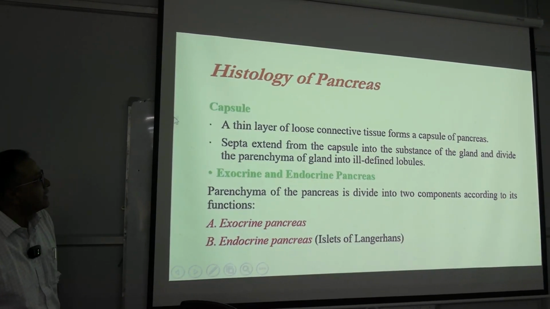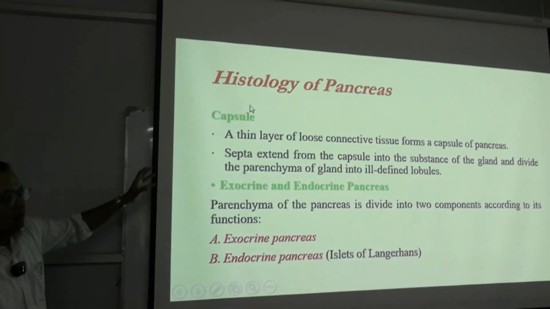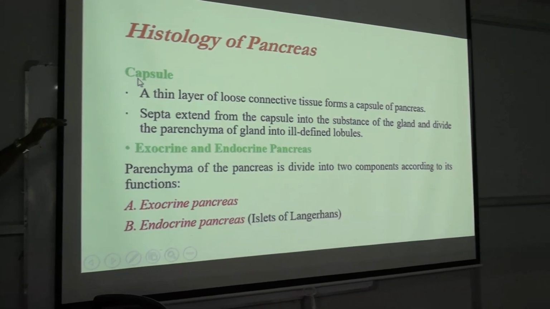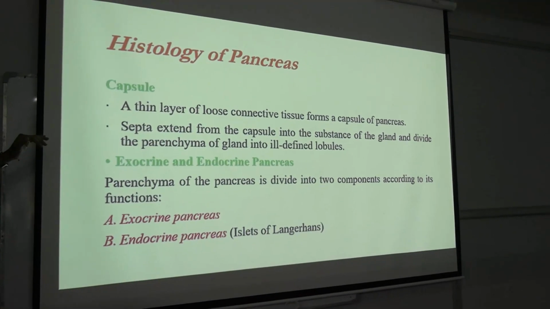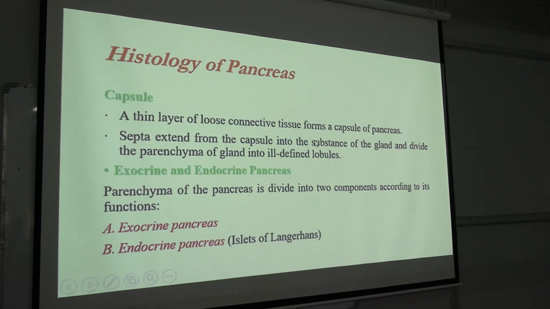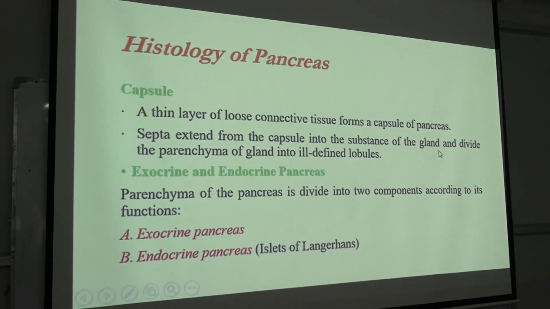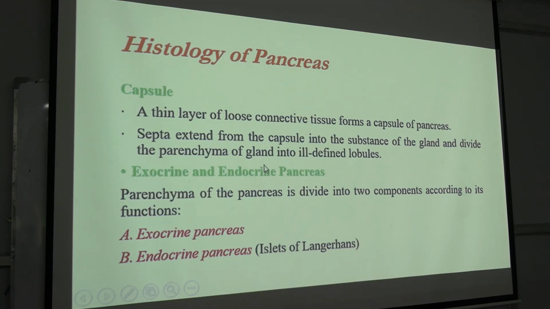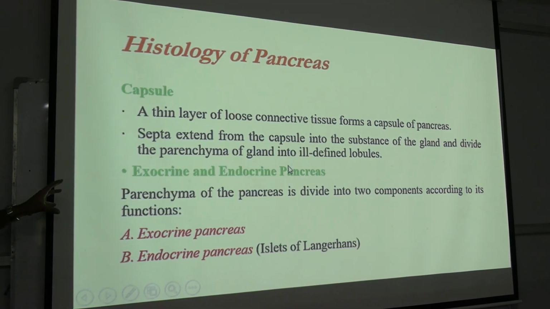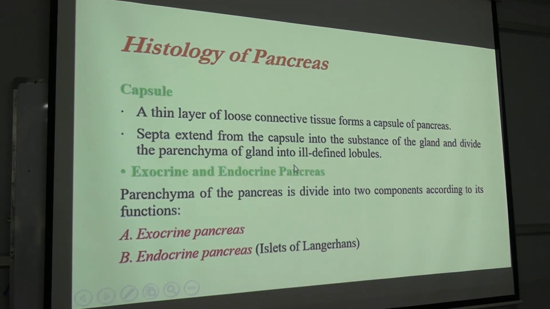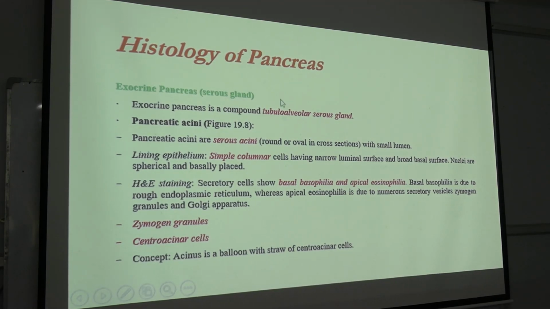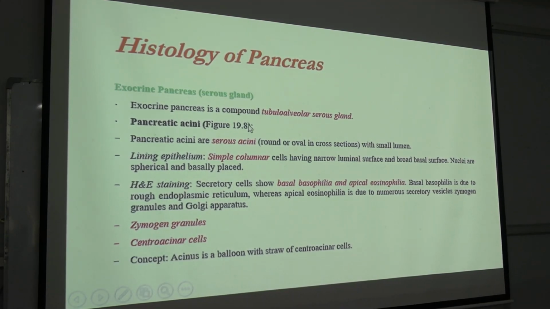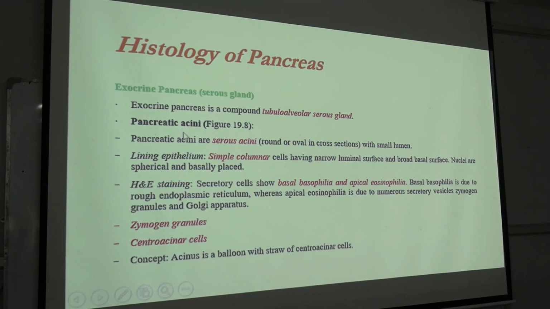This whole gland has a capsule. The capsule penetrates the glandular tissue going deep into it, and as it goes deep into the substance of the gland, it divides the parenchyma into small lobes, and then into small lobules. This is the lobule, and we are going to see the exocrine and endocrine parts. The exocrine part is composed of acini, which are the functional and structural unit of any exocrine gland.